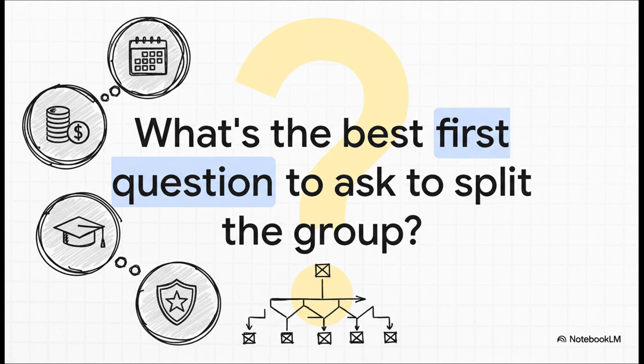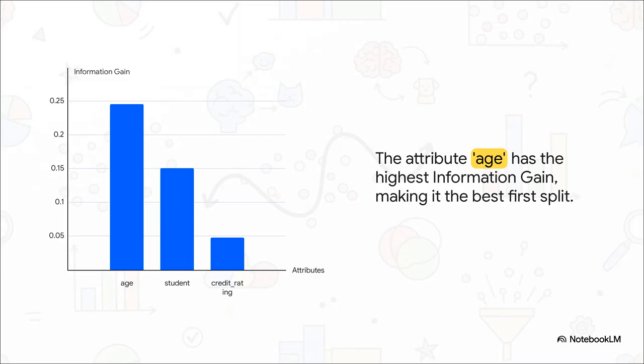And this right here is the million-dollar question for the algorithm. Where do you even start? I mean, you've got all these attributes: age, income, student status, credit rating. Which one is the best first question to ask? Which one will get us to the right answer the fastest? Well, the algorithm doesn't just guess. It uses a clever metric called information gain. It literally calculates which question will do the best job of separating the yeses from the nos.